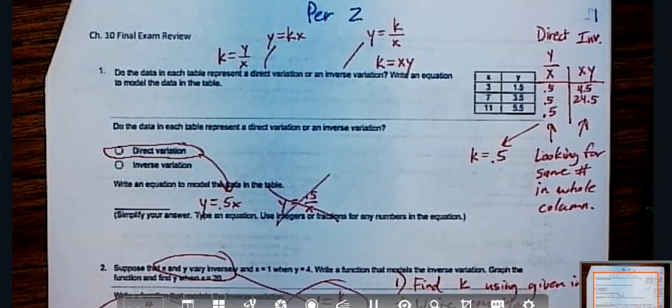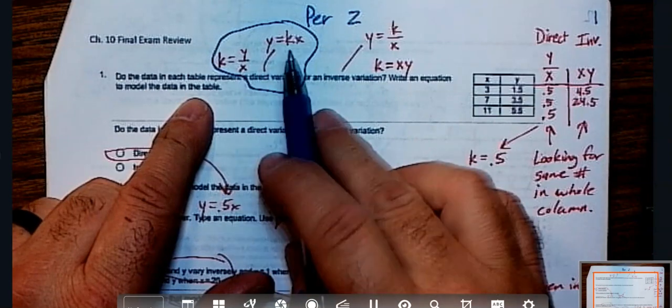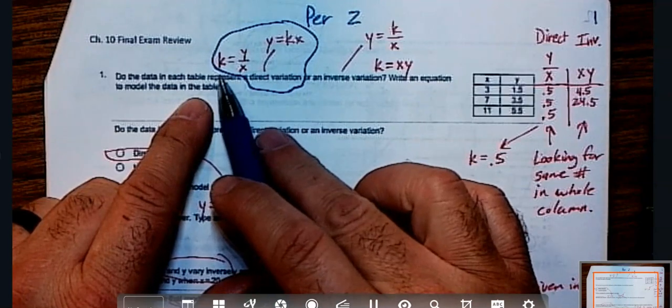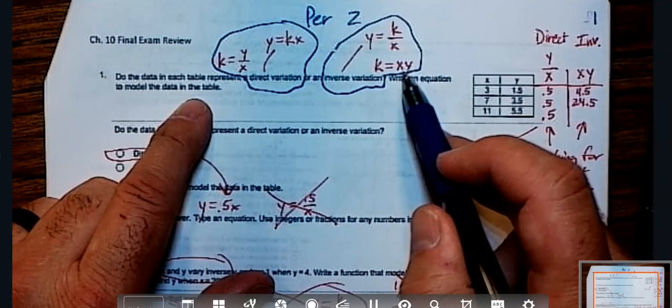All right, so we've done some work in class so far on reviewing for the Chapter 10 final exam. And we talked about things like direct variation in question number 1. Both of these equations are versions of what we call direct variation. They're written in different forms, but it's the same equation. One of them solved for y, one of them solved for k. And then the inverse variation has the same type of thing, two different forms of the same equation. One of them solved for y, one of them solved for k.